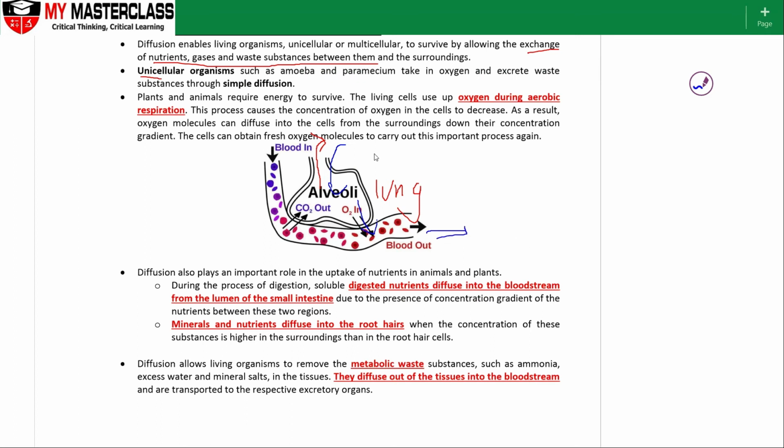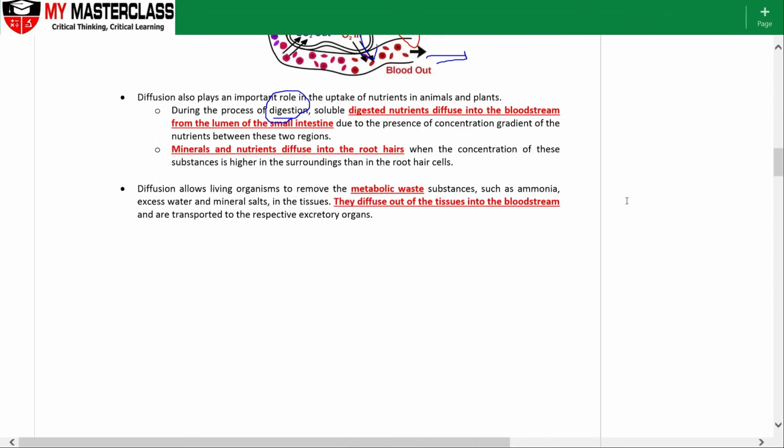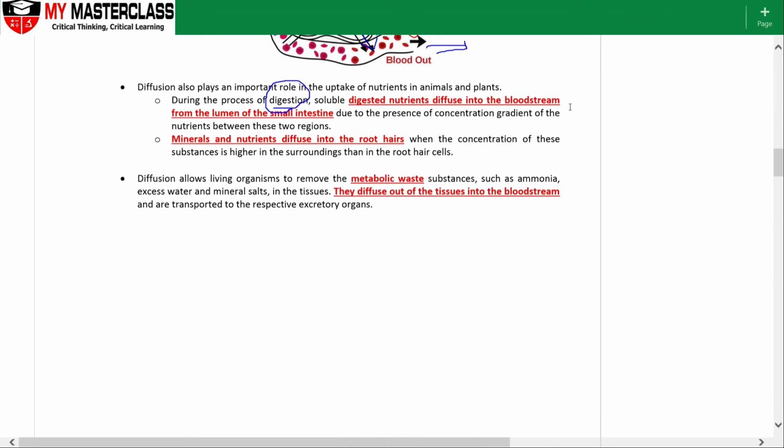Another process in humans is digestion, whereby once you eat things like carbohydrates, they will be digested into glucose, and this glucose will diffuse into the bloodstream from the small intestines. When it diffuses from the small intestines into the bloodstream, it can now enter cells for aerobic respiration to provide energy.